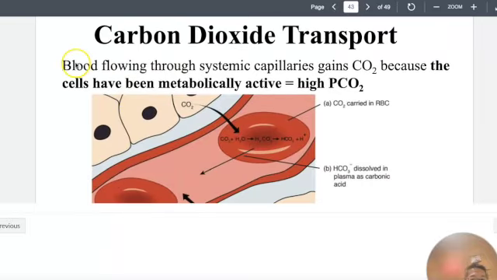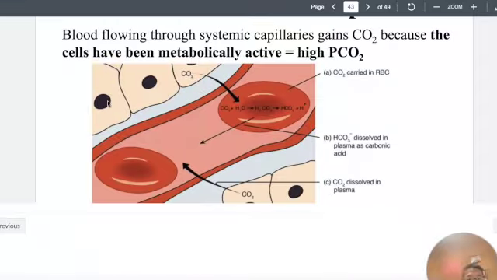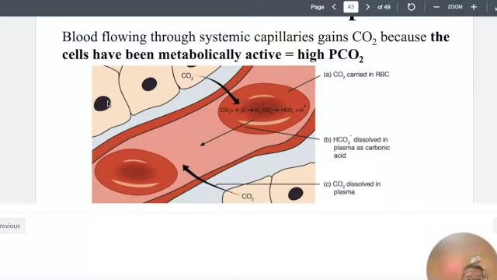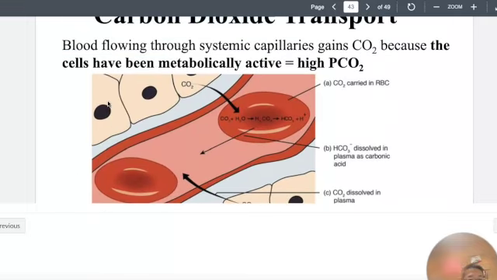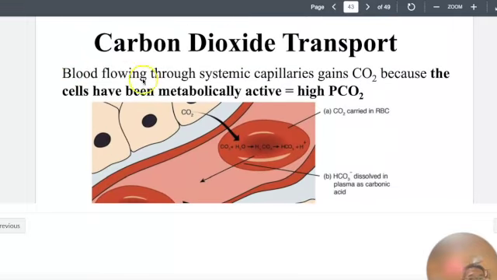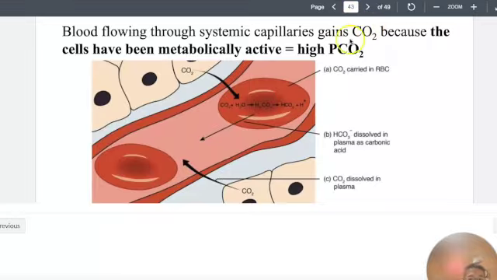What about carbon dioxide? So we saw how oxygen is transported through the hemoglobin. Carbon dioxide actually goes through a different pathway, which we're going to go through. Let's see. Blood flows to the systemic capillary to gain CO2. Again, CO2 is high in the cell, and it needs to come in here. Now here's that formula, and we're going to go through it. It gains CO2 because the cell has metabolism and is high in CO2.